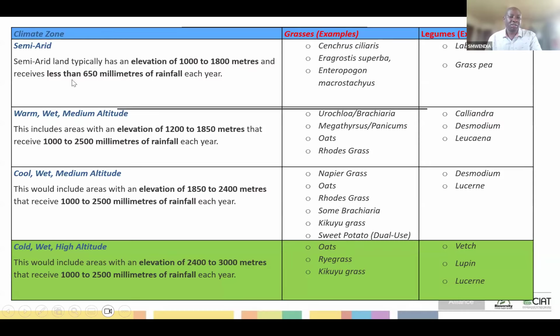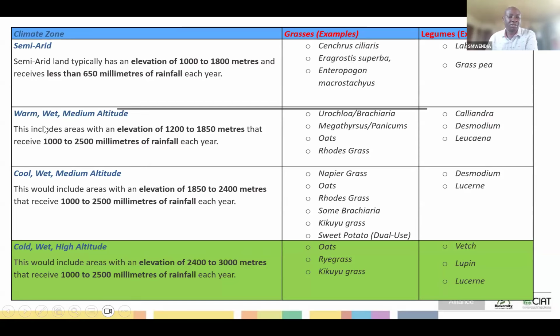and receive at least 650 millimeters of rain every year. And you can see here we have some grasses that are relatively adapted to such areas, like Cenchrus ciliaris, Eragrostis superba, and Enteropogon, and Lablab and Cowpea. They can fit here, and some of these, I know they occur naturally. Some of them have actually been licensed in Kenya, registered through KEPHIS, but you'll find that the challenge often is the seed system, such that if you want to acquire the seed, sometimes it is not readily available.